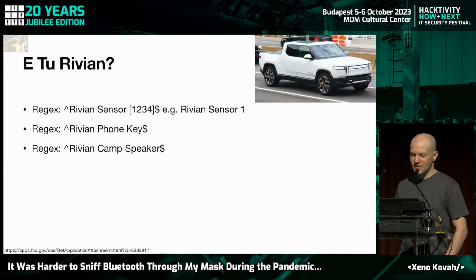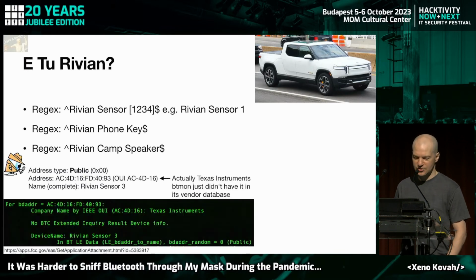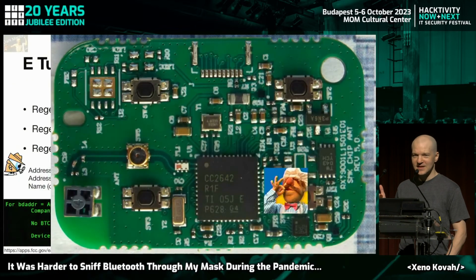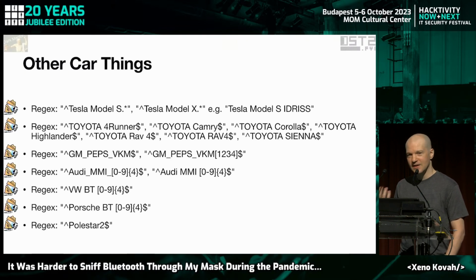So then there are other things like Rivian, a competitor to Tesla. Well, it's got static names that are also public BD addrs, and those use Texas Instruments chips. So BTMon didn't know that that was the OUI for Texas Instruments, but my tool did. And then if we look at the FCC database, this is like, chef's kiss. This is the perfect thing. I can see that's a CC2642 Texas Instruments chip, right? So now I know what Rivian is using. And there's a whole bunch of other car things, but we don't have time for this. This is just to say, here's a bunch of regexes of various things you can go find for cars, and I'll tell you that they're all using trackable static Bluetooth Low Energy or Classic addresses.